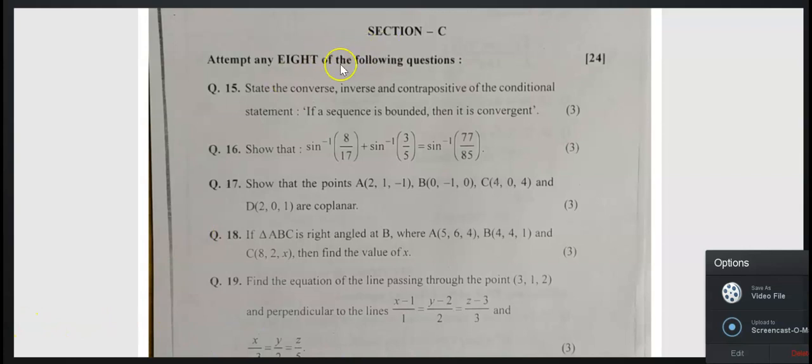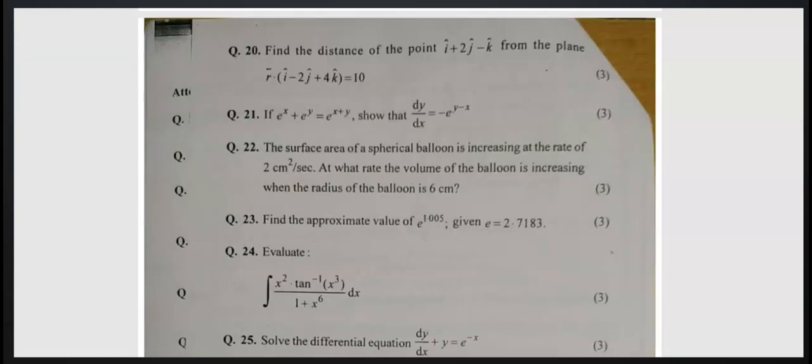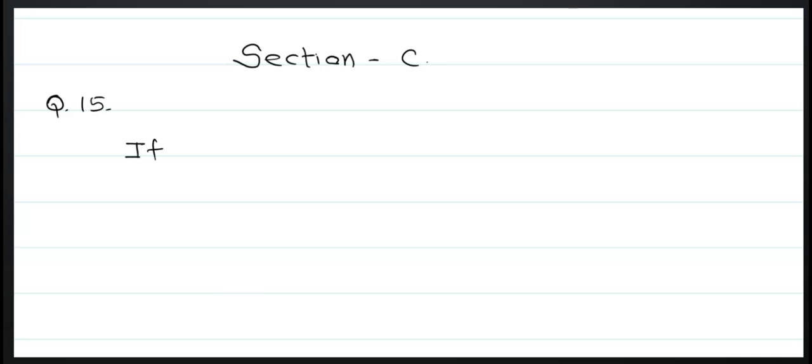Now section C. Attempt any 8 of the following questions. Question number 15. State the converse, inverse and the contrapositive of the conditional statement: if a sequence is bounded, then it is convergent. It is on page number 13, an unsolved question.